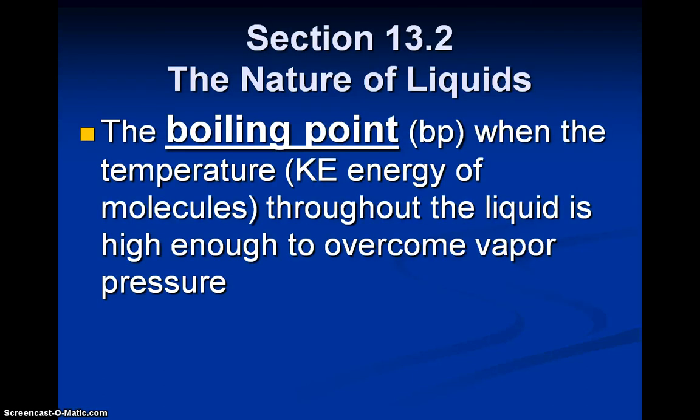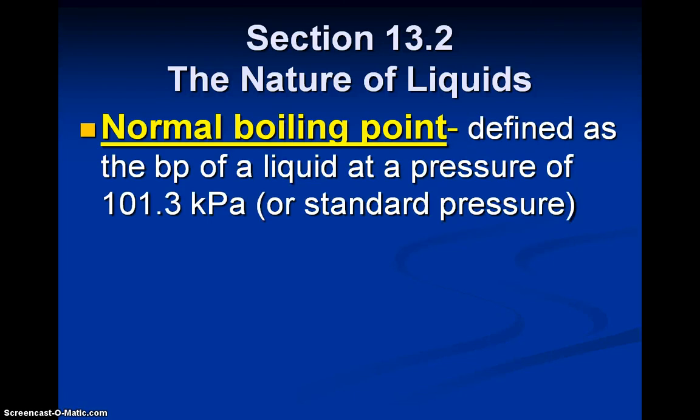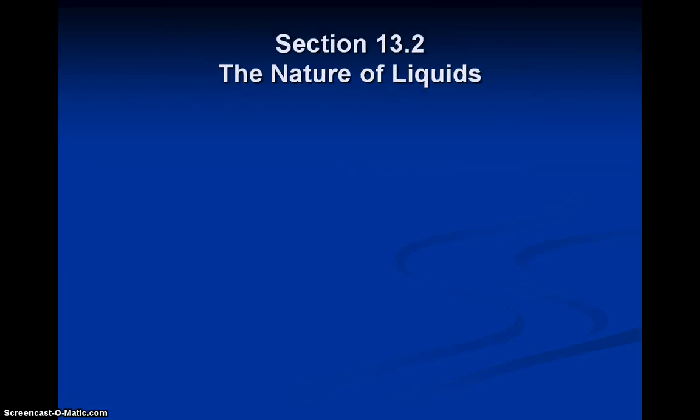So this relates to boiling point. We talked about evaporation being surface molecules. Think of boiling point more as throughout the entire liquid, the liquid has achieved a temperature or has the kinetic energy where the molecules can overcome vapor pressure and escape into the atmosphere and become a gas. The normal boiling point is the boiling point of any liquid at a pressure of 101.3 kilopascals, or standard pressure, and that's also 1 atmosphere and 760 millimeters of mercury. And every substance has a different boiling point.